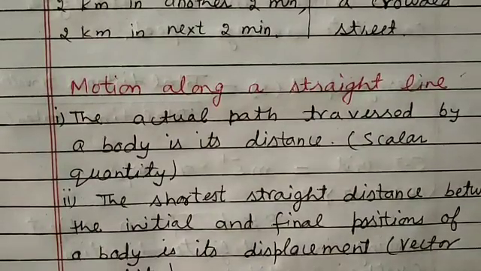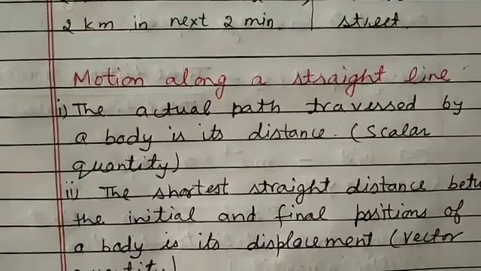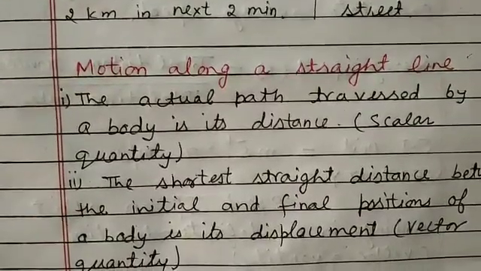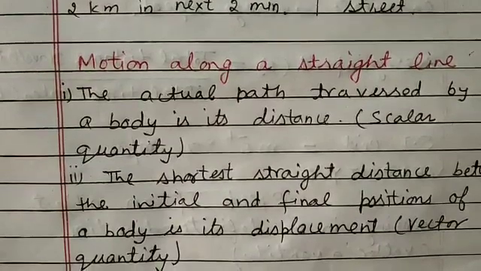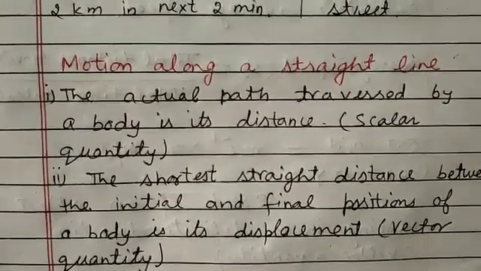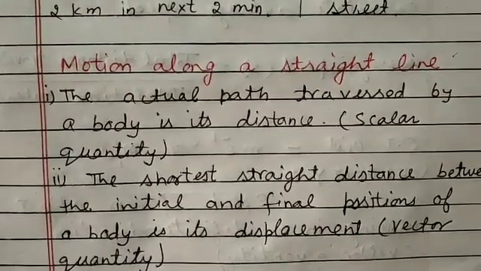So displacement is what? It is the shortest straight distance between the initial and the final position of the body, and it is a vector quantity. It means this quantity, displacement, has both direction as well as magnitude. That's why it is called a vector quantity.